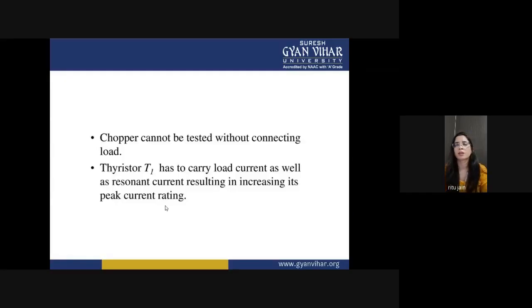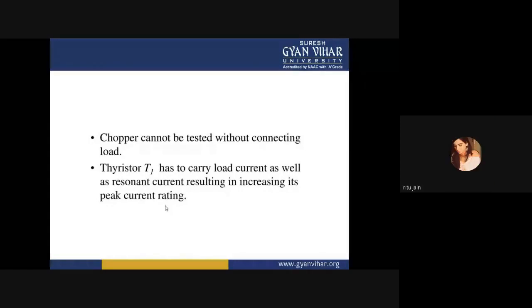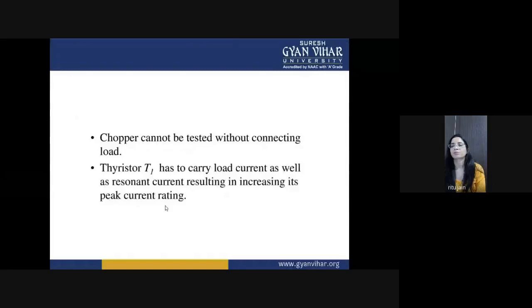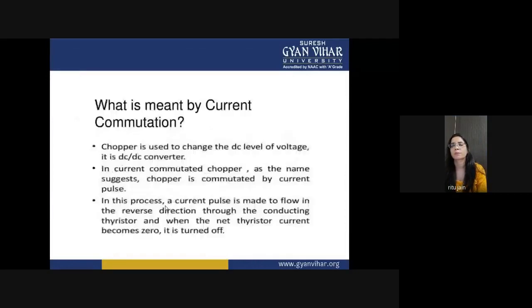So thyristor T1 has to carry load current as well as resonant current, resulting in increasing its peak current rating.